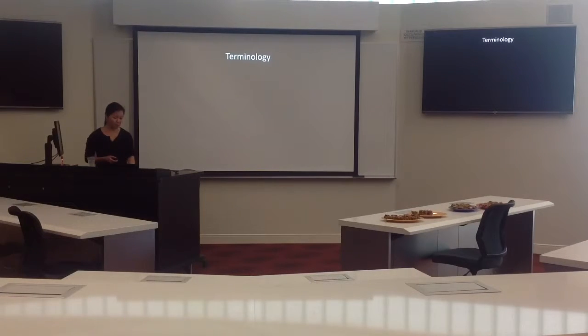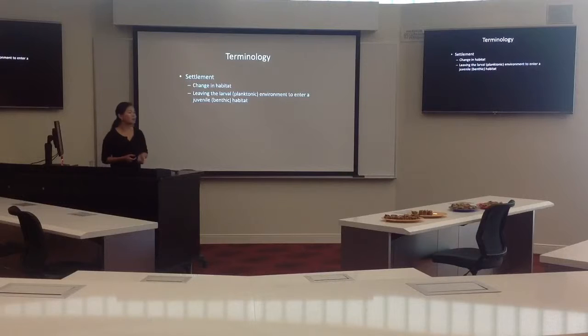And as far as terminology goes, a lot of people use these two terms interchangeably, settlement and metamorphosis, but they're actually two discrete processes. And settlement refers to a change in habitat, that is leaving the larval or the planktonic environment and entering a juvenile or the benthic habitat. And this can be a reversible process.